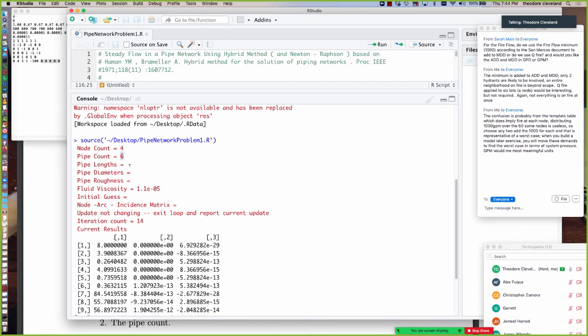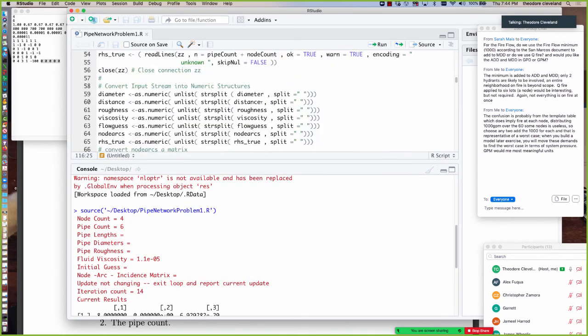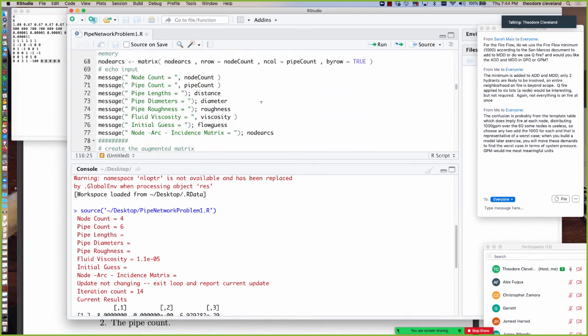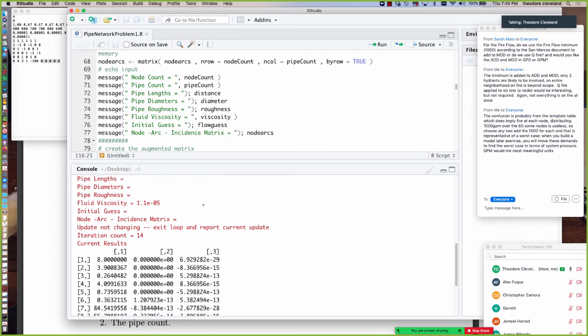4 nodes, 6 pipes. It's incapable of returning the length vector because I didn't write the message call correctly. It can't return the diameters or the roughness. Has a fluid viscosity. Initial guess, it doesn't tell us what that is. And it can't do the node arc incidence matrix. So there's room for all those reports, and if something goes wrong, we can modify the script slightly to recover those terms as needed. In this case, it works fine.